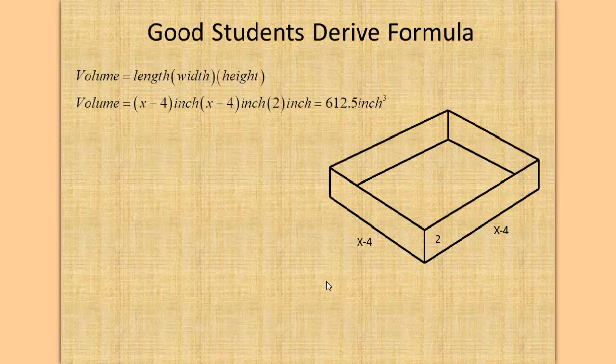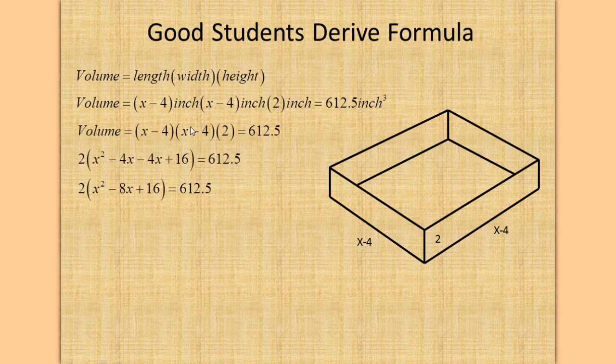Okay, so our volume is equal to length times width times height. Our length is x minus 4 inches, our width is x minus 4 inches, and our height is 2 inches. That's the volume, and that's equal to 612.5 cubic inches per our veterinarian. So let's multiply that out. We have volume is equal to x minus 4 times x minus 4 times 2 equals 612.5.